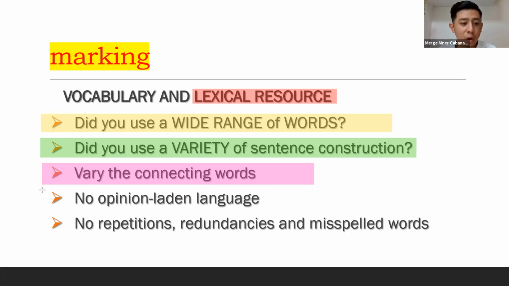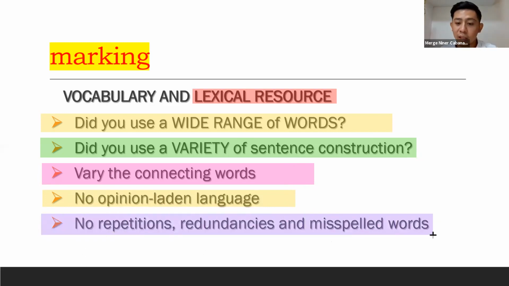Your vocabulary must not contain opinions, okay? So no opinion-laden language. Make sure that your presentation is not only statistically accurate, but also academic sounding. That is included in the first few slides that I've presented a while ago. And then for the last part, as I've mentioned, no repetitions, no redundancies, and please, spelling.